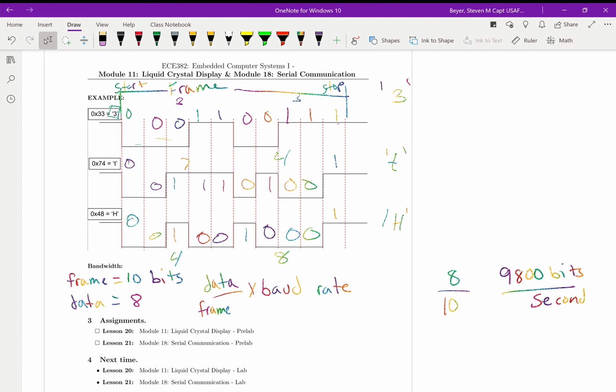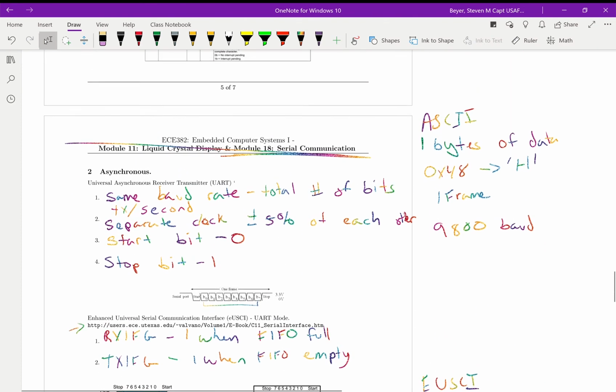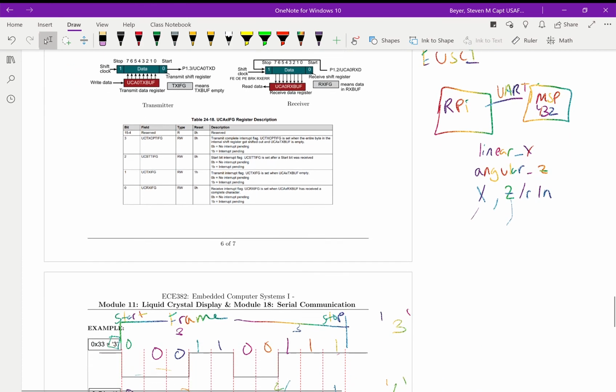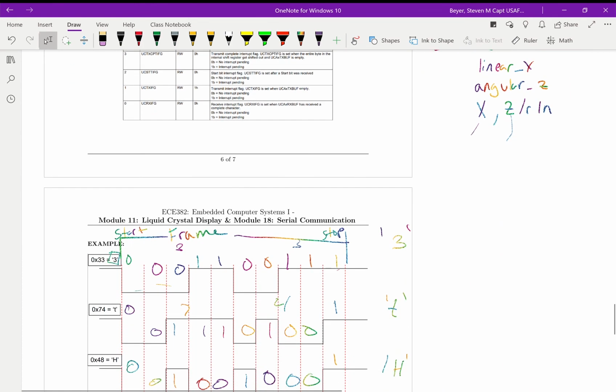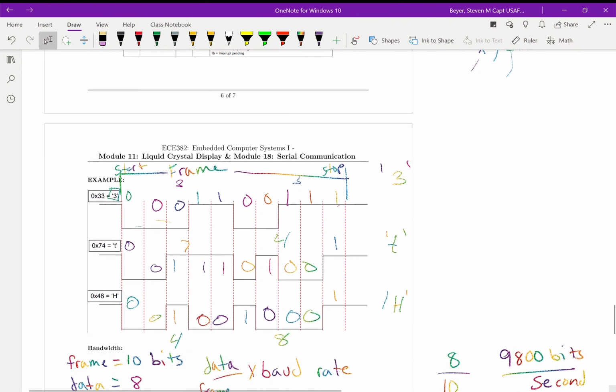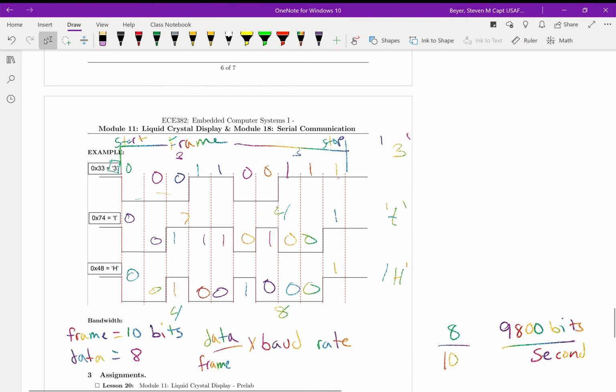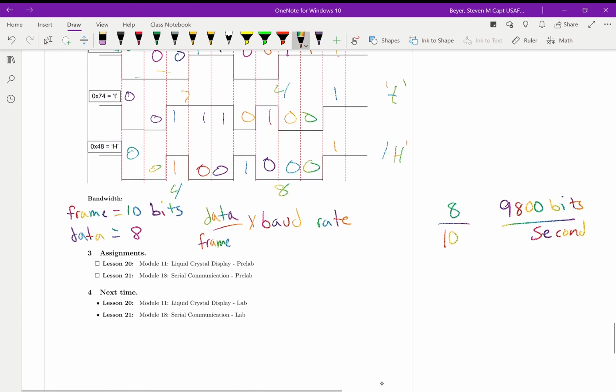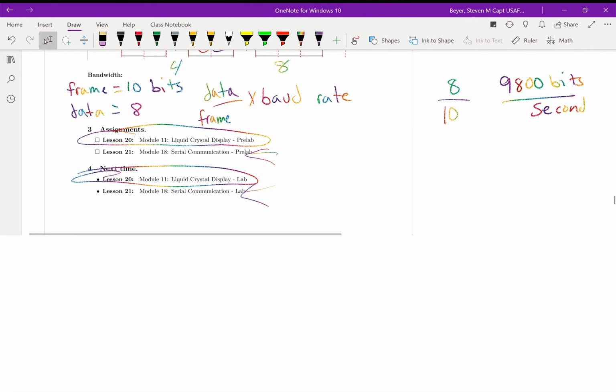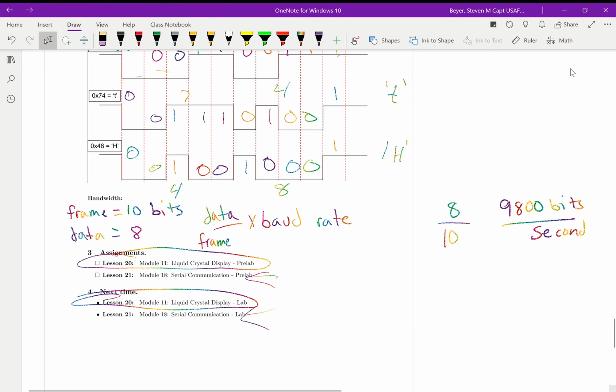That's the gist of it. It's not very complex. It's very nice. It's very easy to use. It's very universal, obviously, and it has a lot of application. That's all I got for the synchronous or asynchronous portion. By the time you're watching this video, you've done these already. Next time we're going to be looking at the Module 18 stuff in the lab. Later.